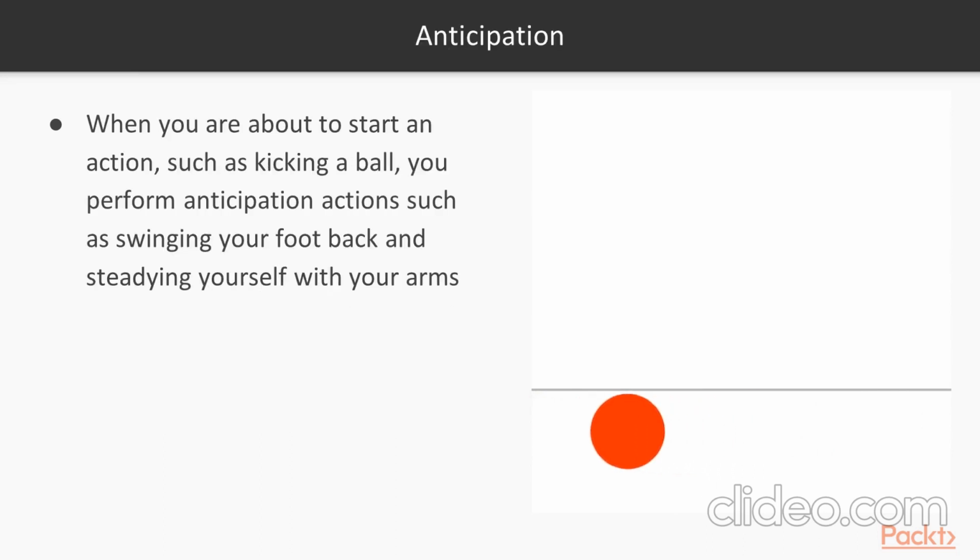The third principle is anticipation. An example of anticipation is the action you take before you kick or throw a ball, like swinging your leg or pulling your arm back. Here you see the red ball gets a bit of a running start by rolling back, and then it springs into the air.